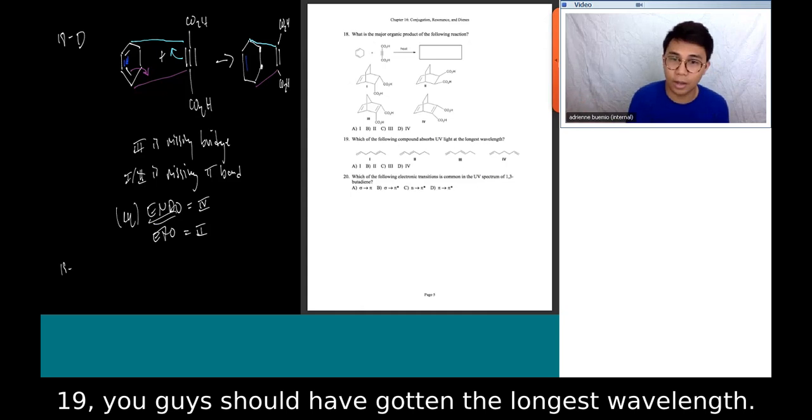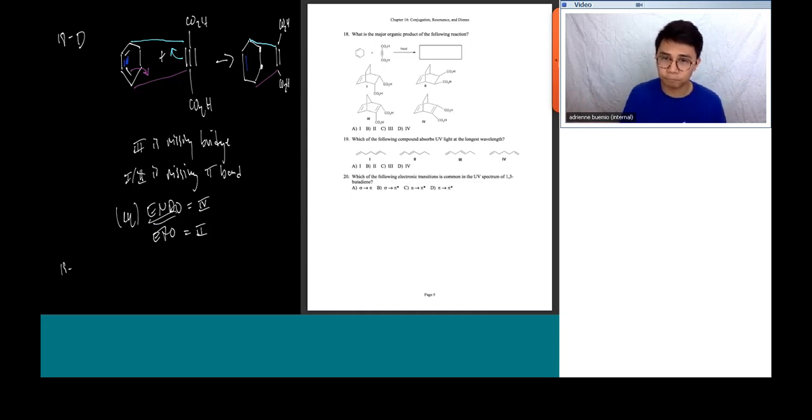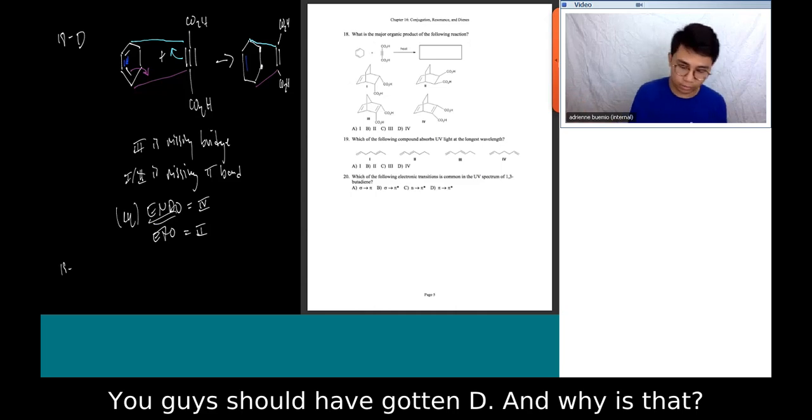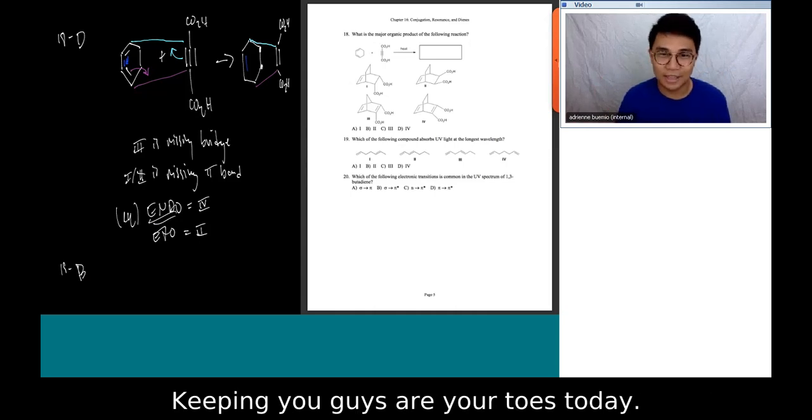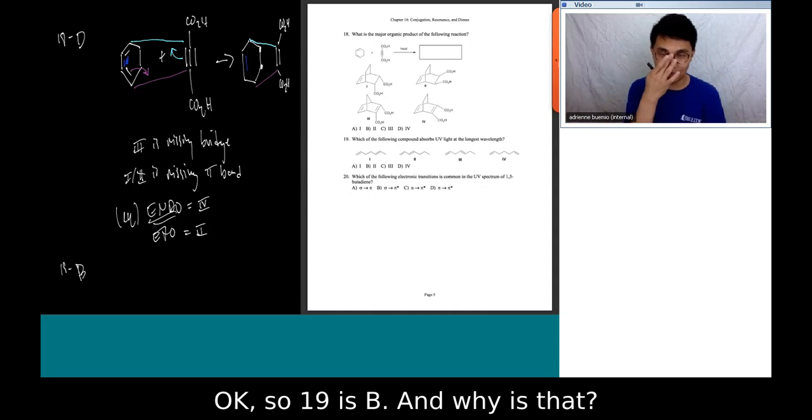For 19, you guys should have gone with the longest wavelength. You should have gone D, right? And why is that? Oh sorry, 19 is B. If you caught me, good job. Okay, keeping you guys on your toes today. So 19 is B, and why is that?